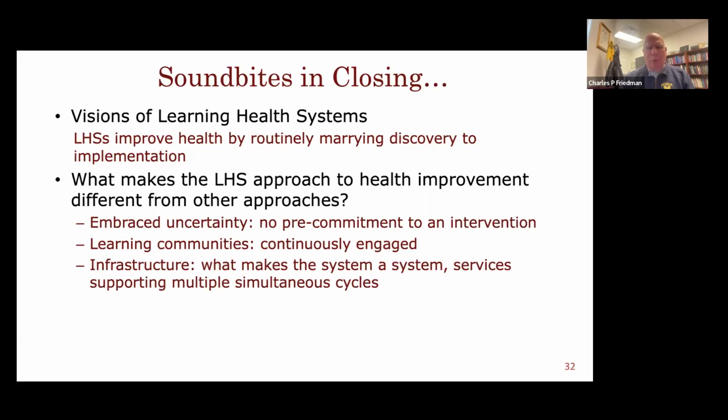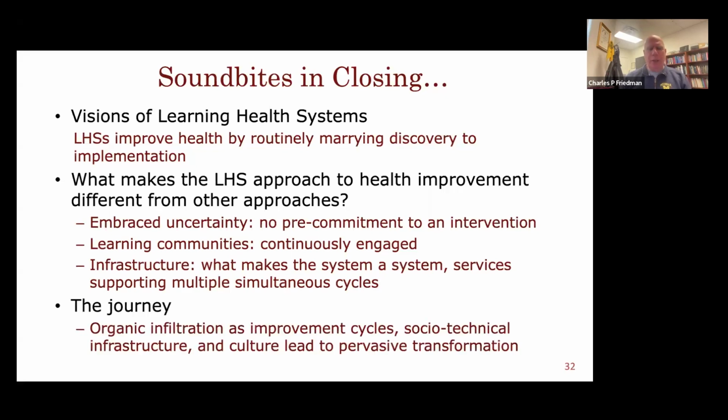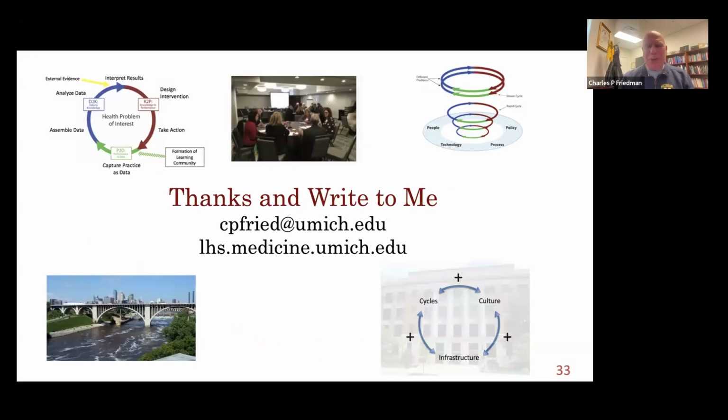This idea of services supporting multiple simultaneous cycles in the same way that a bridge can carry many kinds of traffic from one side of the river to the other. And finally, the idea of the journey as characterized by this infiltration process through which improvement cycles, socio-technical infrastructure, and culture supporting each other can lead eventually to pervasive transformation. Okay, so that brings my remarks to a close.